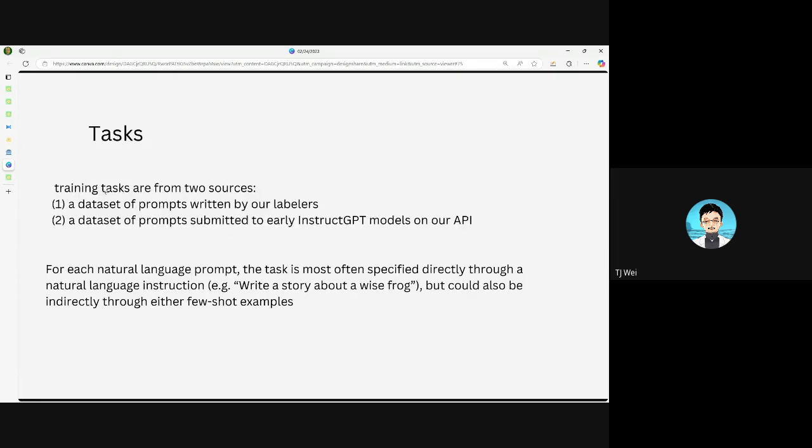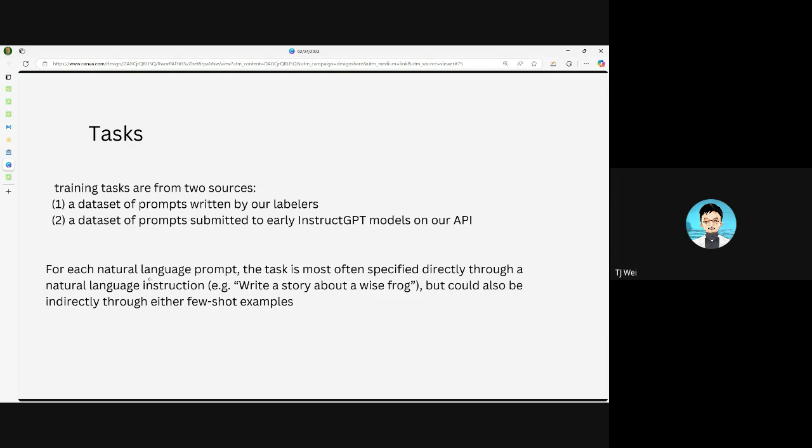Okay, the training tasks are from two sources: a dataset of prompts written by the laborers, and a dataset of prompts submitted to early InstructGPT models on the API. Like I said, this is after InstructGPT. InstructGPT is using the supervised fine-tuning method, so they already had a dataset. Okay, so they got these prompts.